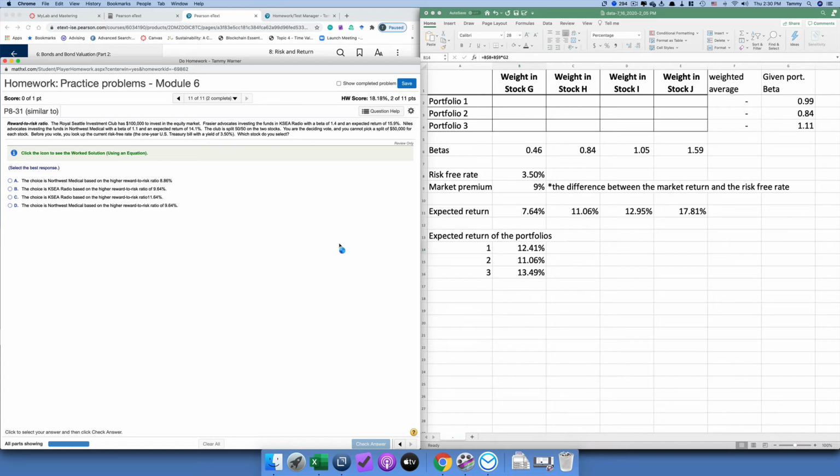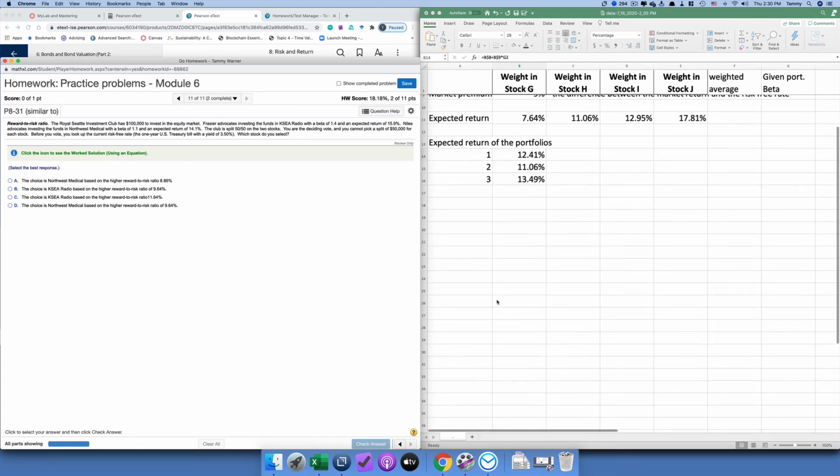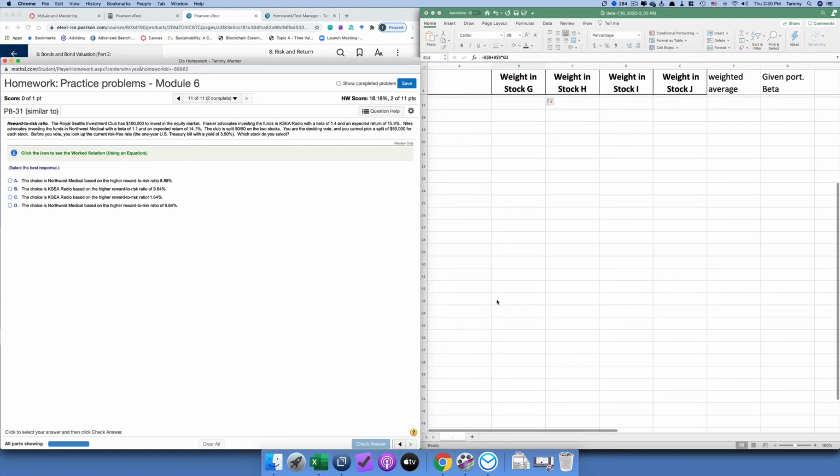The Royal Seattle Investment Club had $100,000 to invest in the equity market. Frasier, oh, this is funny. These names are all from a TV show. Did you guys ever watch Frasier?